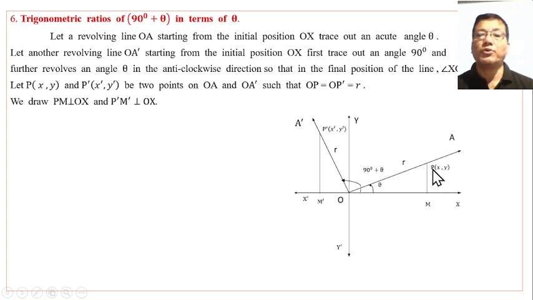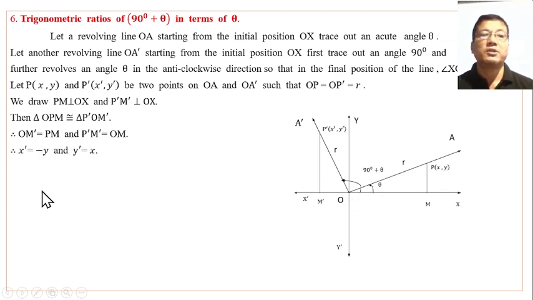We draw PM perpendicular to OX and P dash M dash perpendicular to OX. Then we get two triangles, OPM and OP dash M dash. The triangles are congruent, so the corresponding parts are equal: OM dash equals PM, P dash M dash equals OM, and the hypotenuses OP and OP dash are equal.